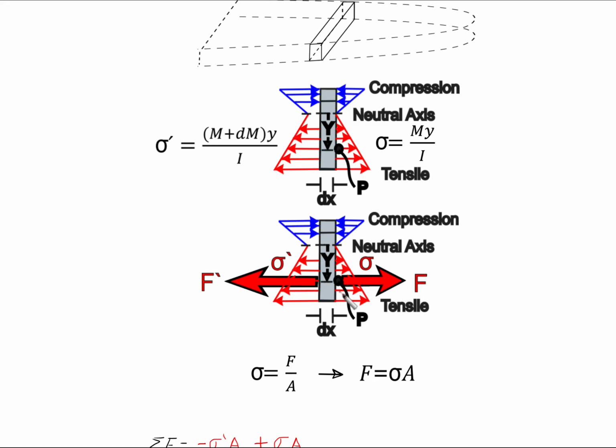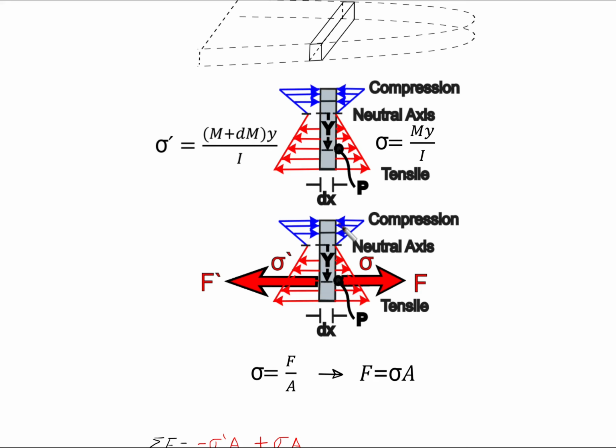We can also recall that in the previous video we used this expression, normal stress is equal to force divided by area, and we can use that to find the force as stress times area. So this force and this force are different, because each force is equal to stress times area, and the stress in this case is smaller than the stress at the left face.